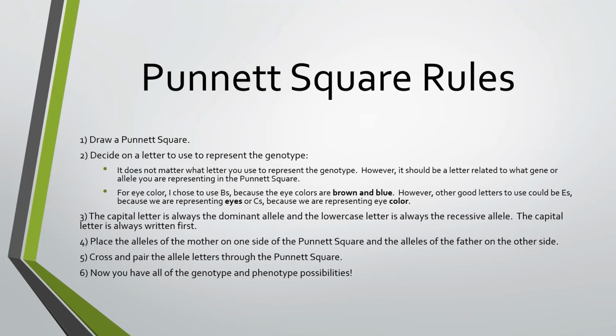Then you're going to place the alleles of the mother on one side of the Punnett square and the alleles of the father on the other side. You're going to cross them through the Punnett square just like you would a battleship, doing the top column and then the horizontal row, and have them come together. A lot like the codon charts too, actually. And then now you have all the genotype and phenotype possibilities.